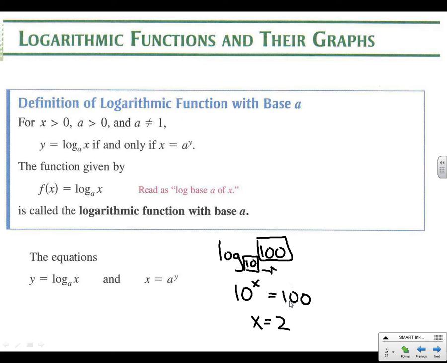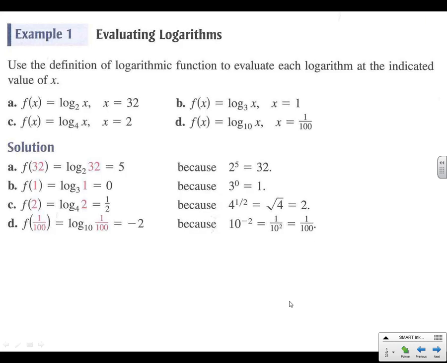So let me write this out. Base, answer, if we're simplified, we're looking for the exponent. All right, so that's what we're up to here with logarithms. So let's take a look here.